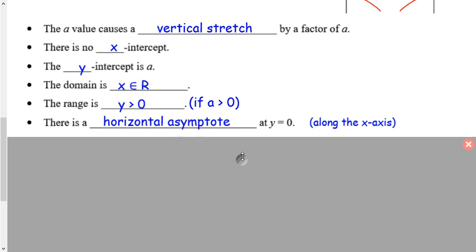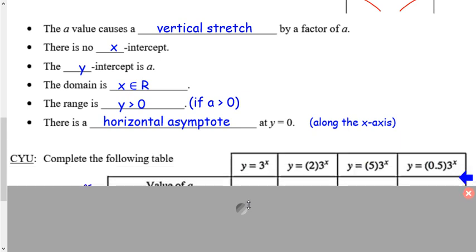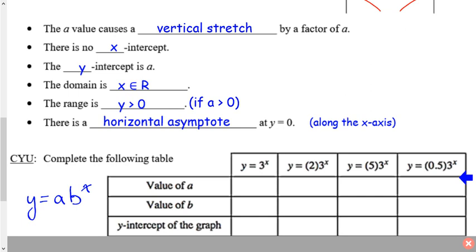Now I'd like you to try this question. So complete this table given these four different functions. Just state what is the a value, what is the b value, and then what's the y-intercept for each function. So pause the video at this point, restart once you've finished this table.